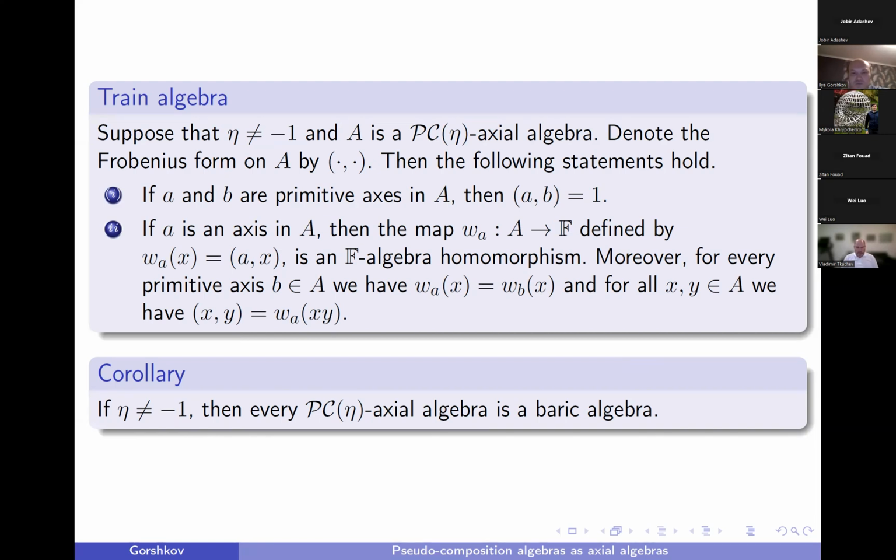This is useful for the correct definition of the fusion law. And this theorem signifies that if eta doesn't equal -1, then every pseudo-composition eta axial algebra is a Baric algebra, and with any axis A, we can associate a weight function.